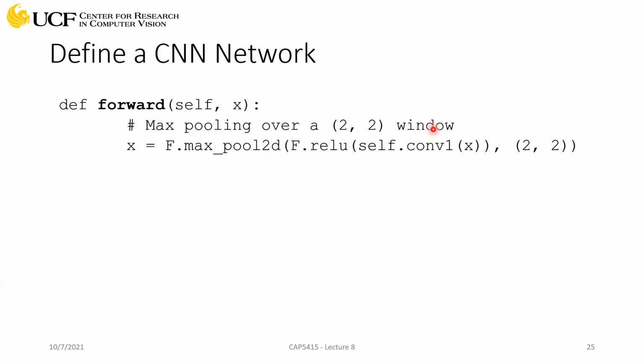I think there is a question. So question from Curtis, is there any benefit of torch.nn.functional versus just using torch.nn?